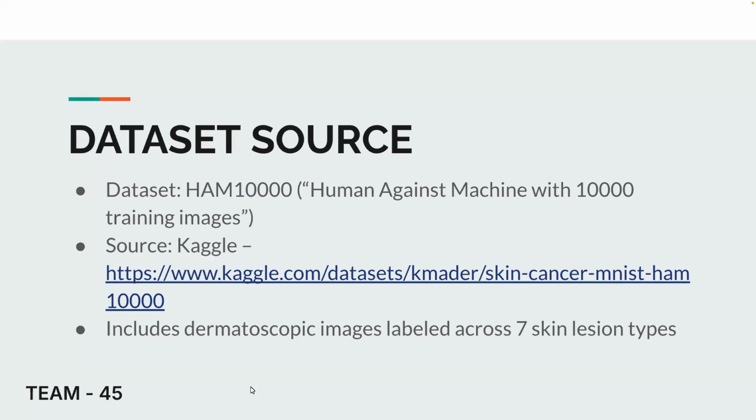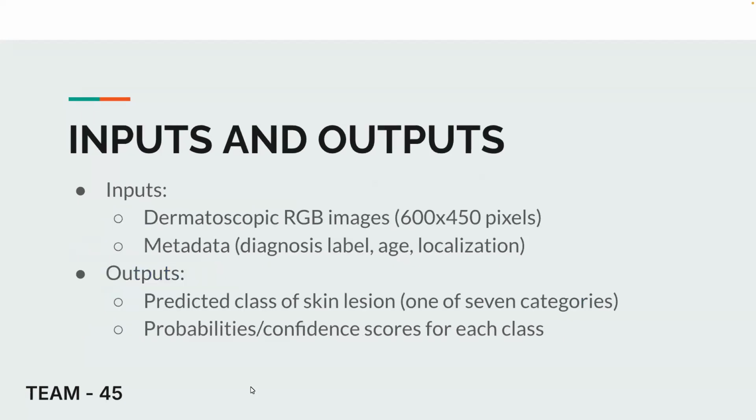As for the dataset source, we used the HAM 10,000 dataset from Kaggle. It includes over 10,000 images across 7 labeled classes, including both benign and malignant lesions. Each image is high resolution at around 600 by 450 pixels, and the dataset also contains metadata like diagnosis and lesion location. As for the inputs and outputs, our model takes in RGB images along with optional metadata and outputs the predicted class of the lesion along with a confidence score for each class.